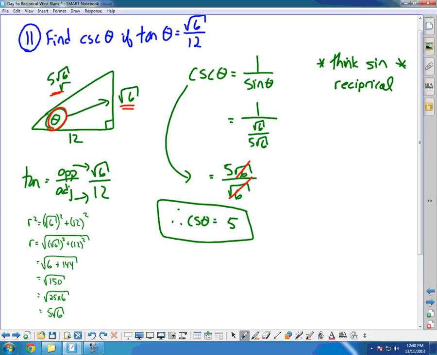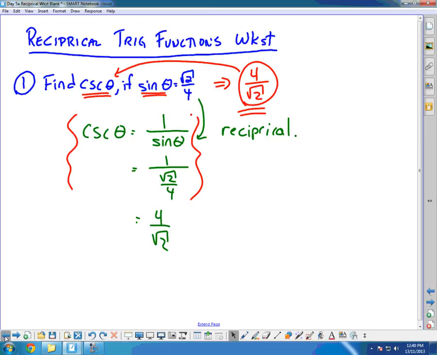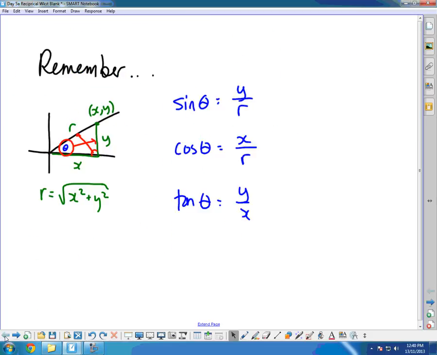So one method on these is to draw a picture of a triangle, and then you can really visualize what it is. Or you could do it without the triangle, going very back to the first slide. In our instance, we're given that the tan is root 6 over 12. So right away, you know what the y value is, and you know what the x value is. So x is 12, y is root 6.